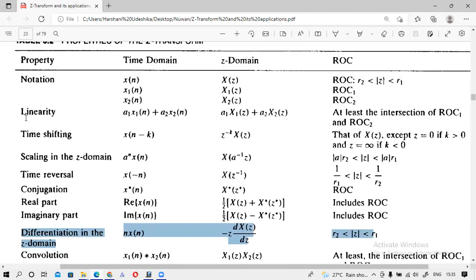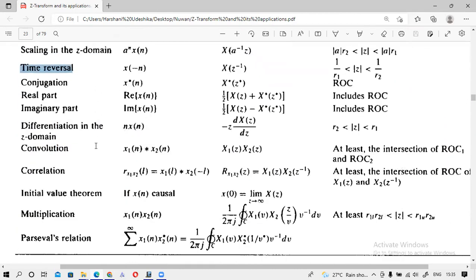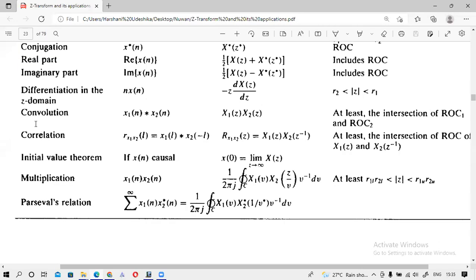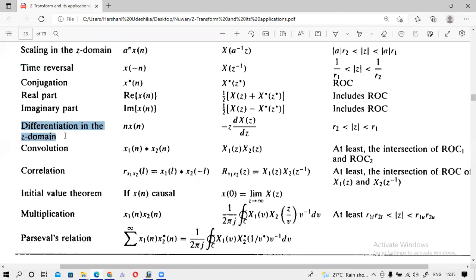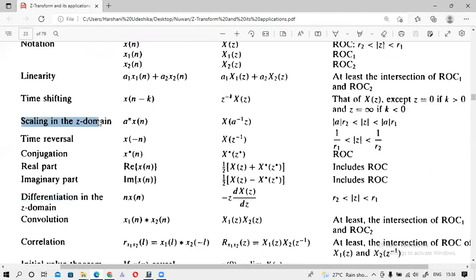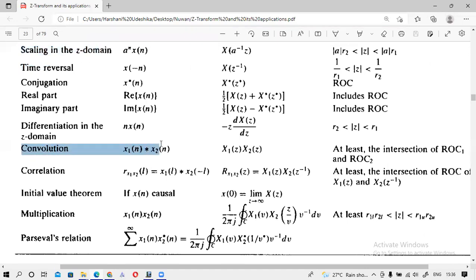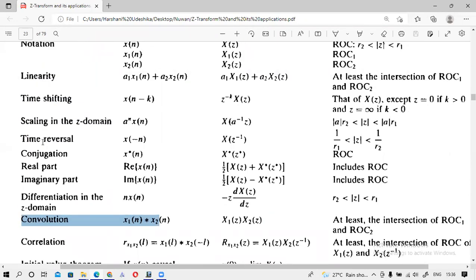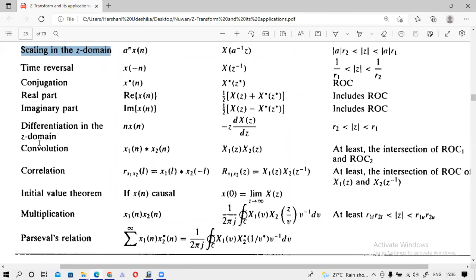Actually, we are supposed to learn the linearity property, time shifting property, time reversal property, differentiation property, scaling property, and also the convolution property. So these six properties we are going to learn. We have already completed these three with examples. Now we are here, and we haven't discussed any example yet. Let's look at this property also.